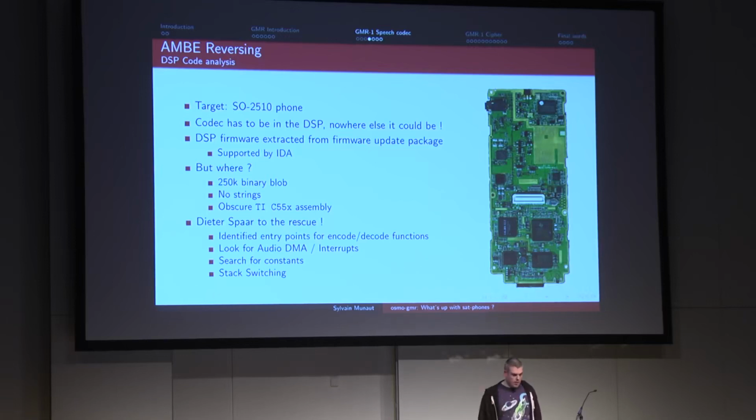So, pretty standard process. We get the firmware update from the internet. From there, we can extract an actual DSP image, which is the code that is loaded in the DSP. Thankfully, it's supported by IDA, which makes the whole process easier to reverse engineer. But it's still about 250 kilobytes of binary data. And since it's the DSP, it has no I/O, which means there's not a single string in it. And it's written in DSP assembly. I don't know if you've ever tried to read that, but it's not the most understandable thing in the world, because it's highly optimized for speed, of course.